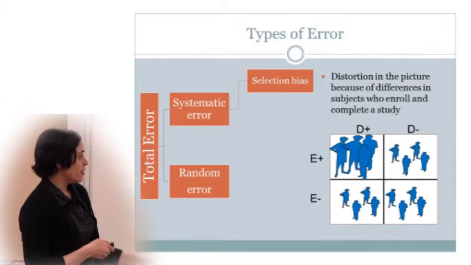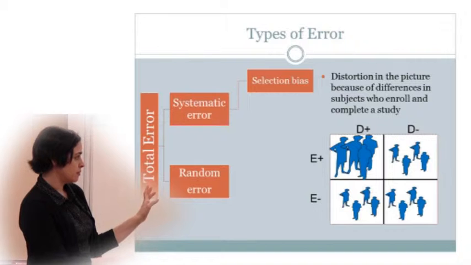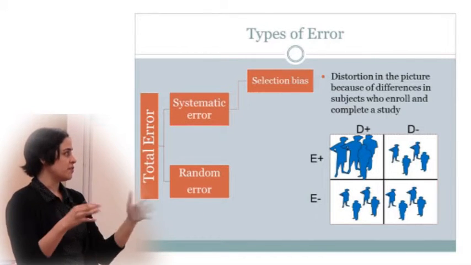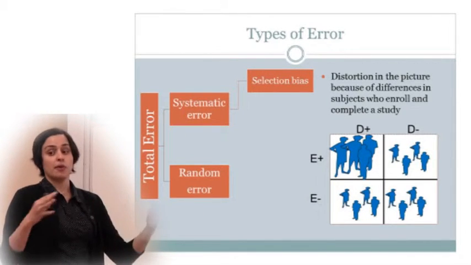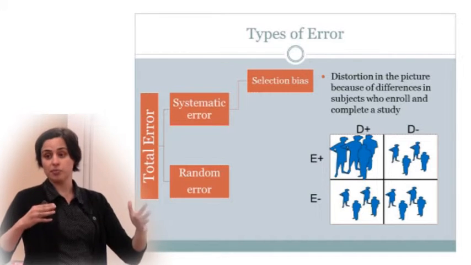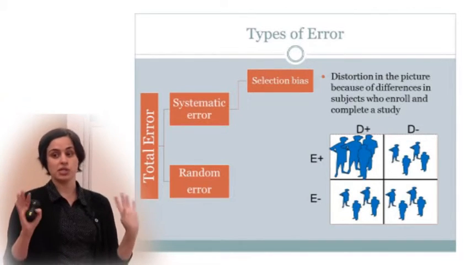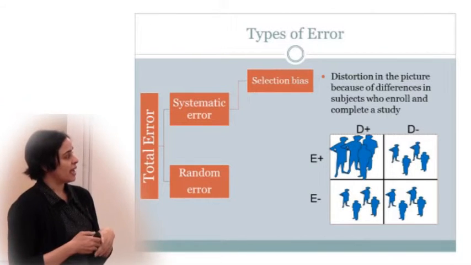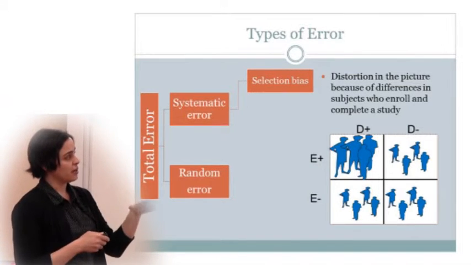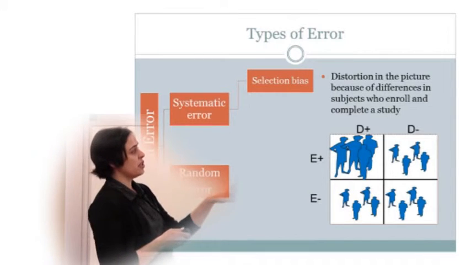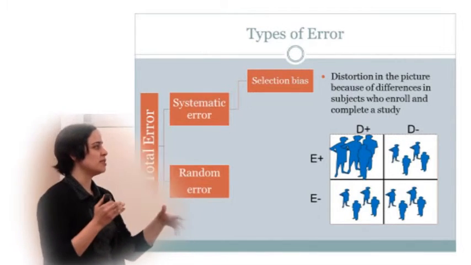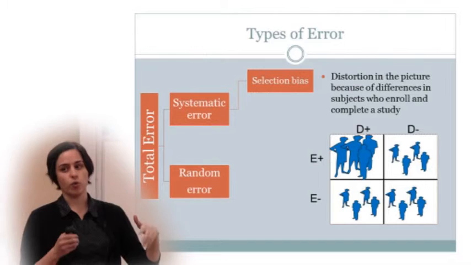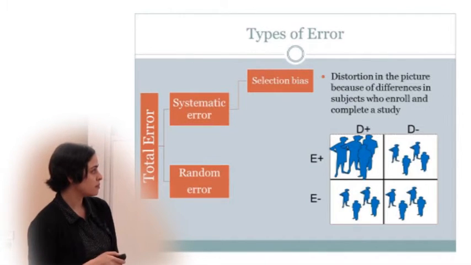So the other type of error is systematic error. This is pervasive throughout our study. Increasing sample size is not going to reduce systematic error. It's going to be there. And there's 3 types of systematic error. There's selection bias, which we'll talk about later in the lecture. And this results from differences in subjects who enroll or complete the study.